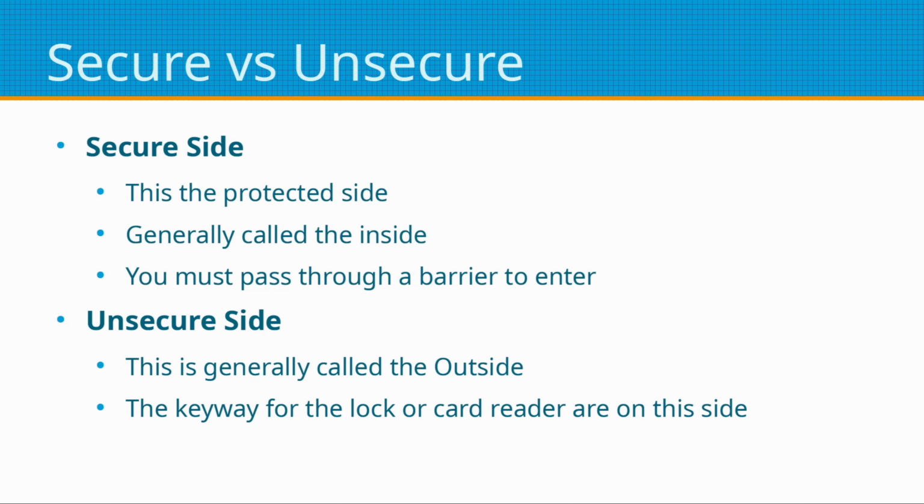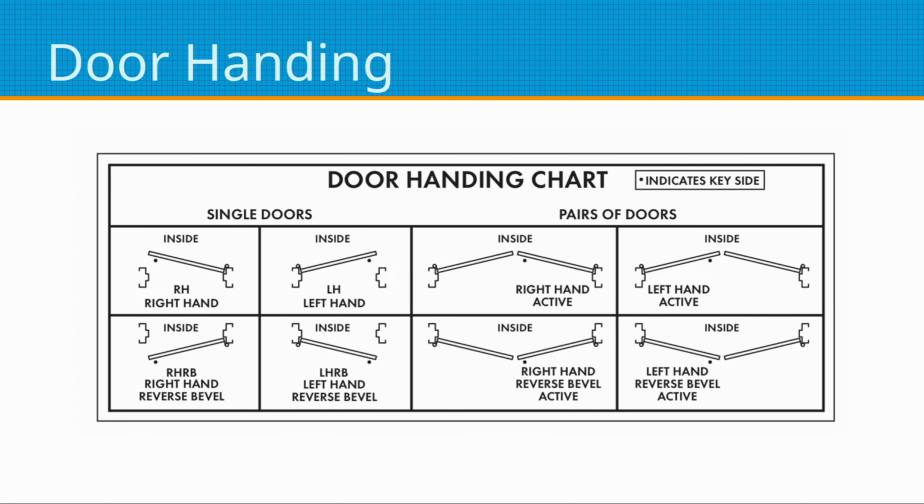You'll hear us refer to the secure and unsecure side of the door during this presentation. The secure side of the door is the protected side. This is usually considered the inside. You have to pass through a barrier in order to get to the secure side. The unsecure side is generally going to be called the outside. This is where the keyway is, or a card reader. This is the space, the public space often, where you are. So the unsecured side is the side with the card reader, and the secured side is the protected side on the inside.